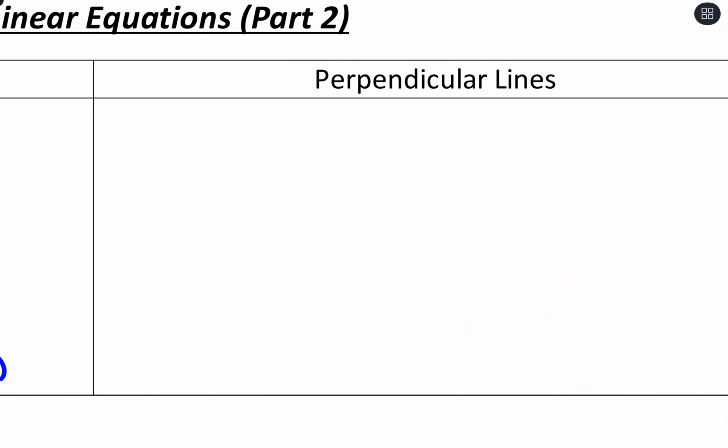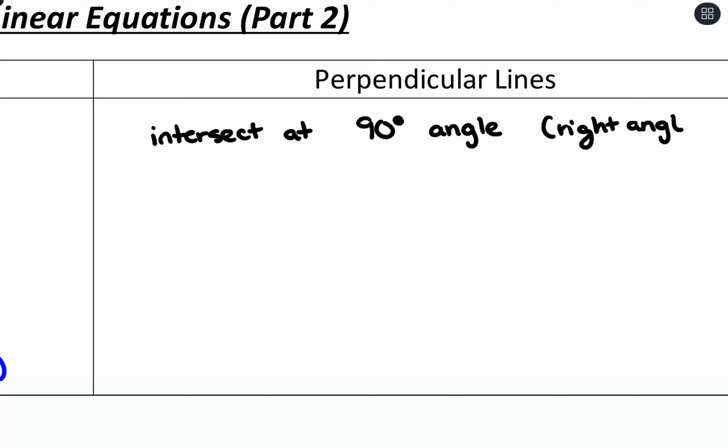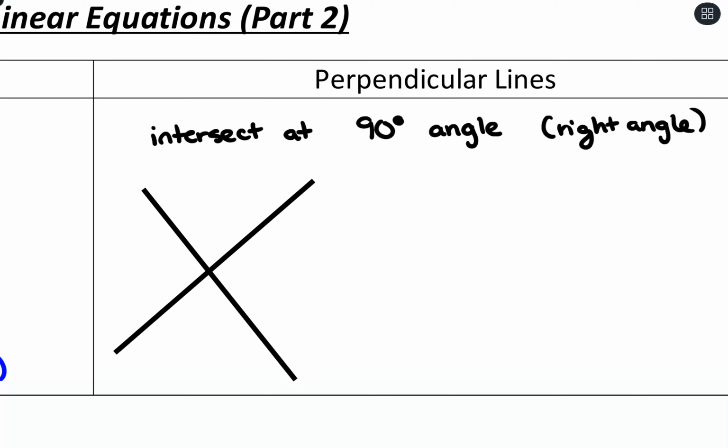Another one is perpendicular lines that intersect at a 90-degree angle. Or a right angle is another way we could describe that. So if I have a line, a perpendicular line might look something like this, where we have a nice right angle between them. Now, to do that, it comes down to the slope. The slopes are negative reciprocals of each other.